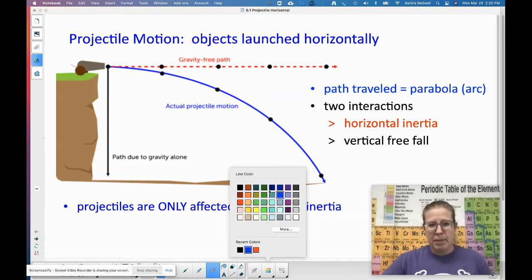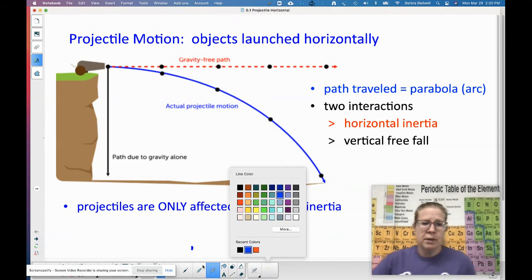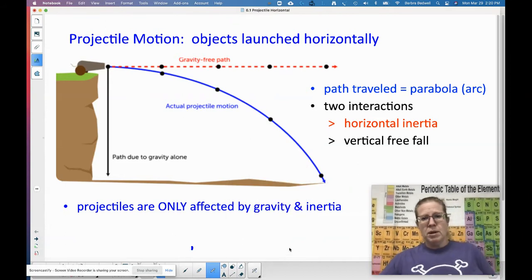So with this, I'll get my pen going here so I can actually get the right color going. There we go.